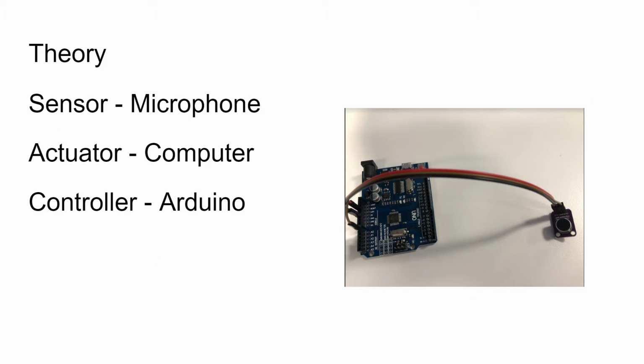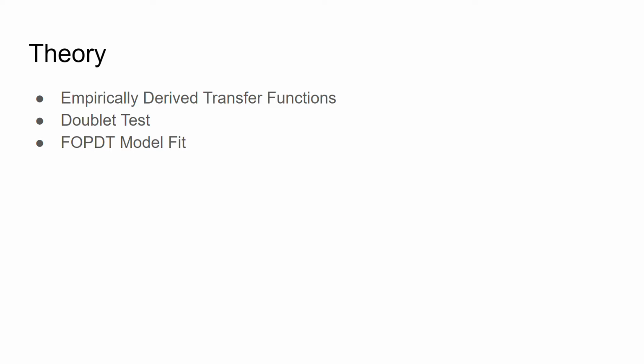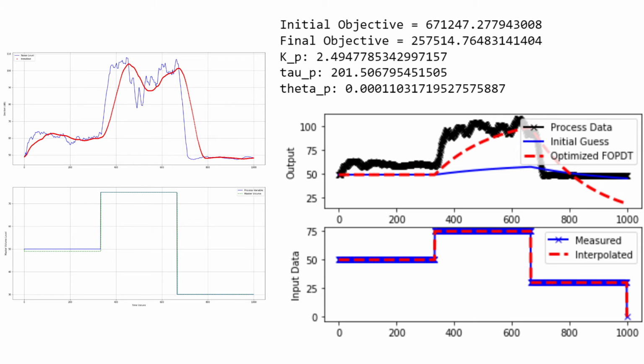For our sensor, we used a microphone that hooked up to an Arduino, which was functioning as our controller, and our actuator was the computer controlling the Arduino. We empirically derived transfer functions, and we fit one to a linear fit and one to an exponential fit. And we also did a doublet test and then fit an FOPDT model to that doublet test. And these are the results of those tests.